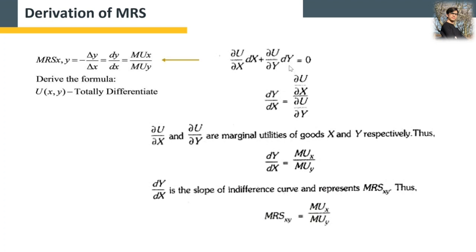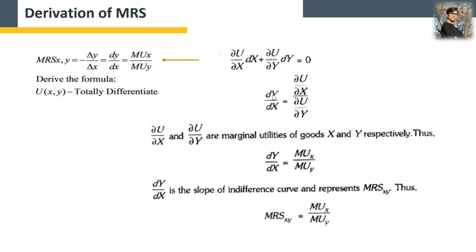y. Then we are going to keep dy over dx on one side of the equality, and move the partial derivative terms to the other side of the equality. Then we come up with dy over dx equal to negative the partial derivative of utility with respect to x over the partial derivative of u with respect to y. The partial derivative of utility with respect to x divided by the partial derivative of utility with respect to y.